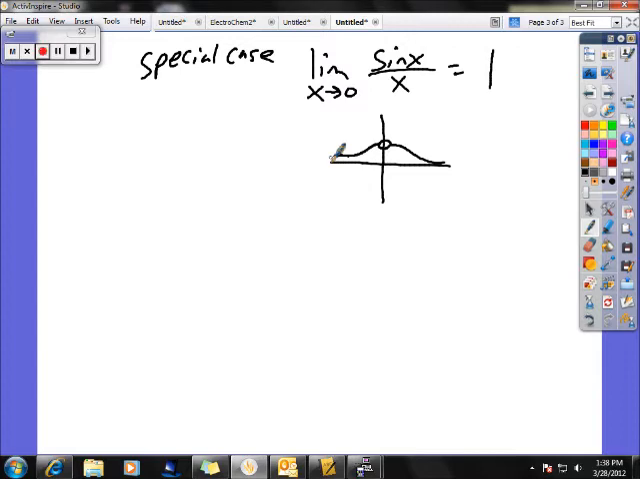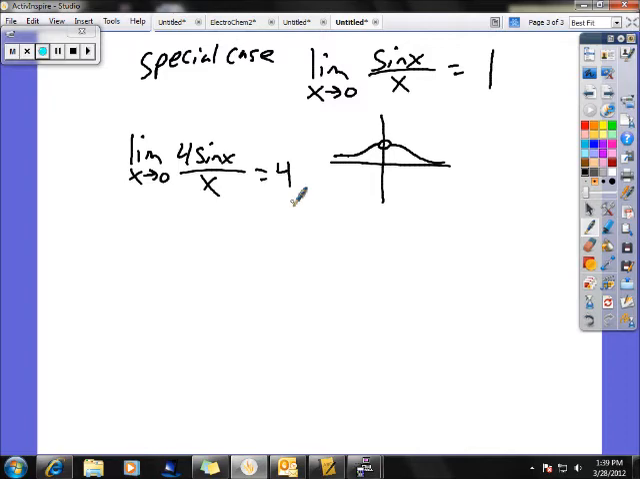So we can use the rules that I just talked about along with this special case to get any limits that involve the sine x over x. Okay. So let's say we have the limit as x approaches 0 of 4 sine x over x. Well, the sine x over x part of it is just 1, all right? And we're multiplying that by 4. So the answer to that will be 4. Okay? Everybody see that?